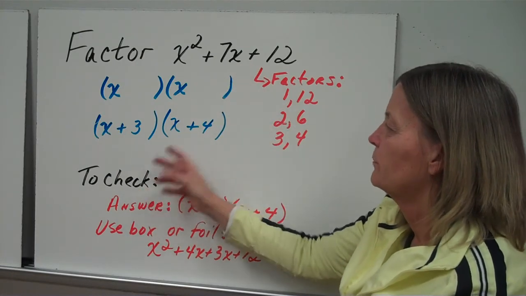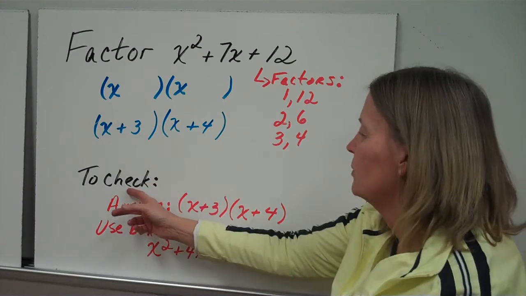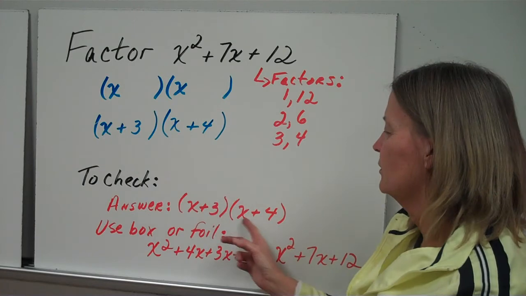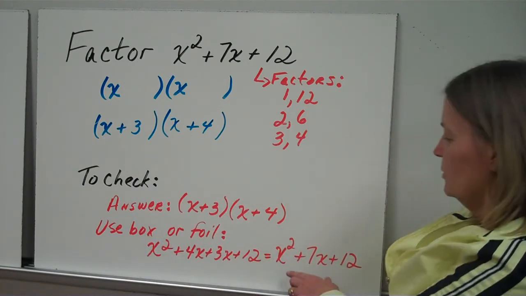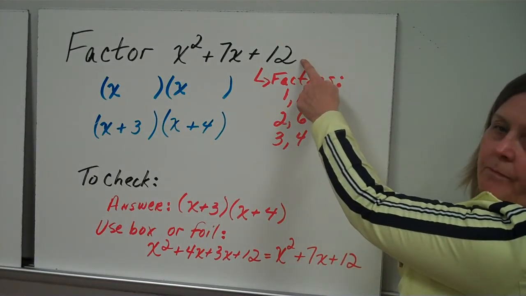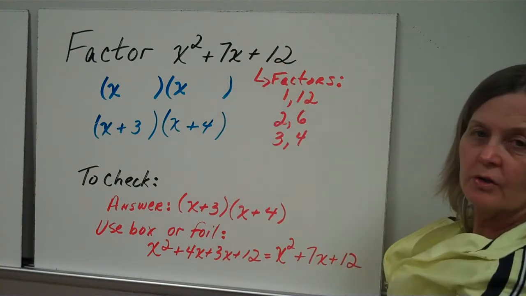Now to check. Factoring is the reverse of multiplying two binomials. So what we're going to do is take our answer, x plus 3 times x plus 4, and then use your box or FOIL method. When you do that, you will get x squared plus 7x plus 12, which is the original problem. So again, the check would be just FOIL or box, and you should get the original problem.